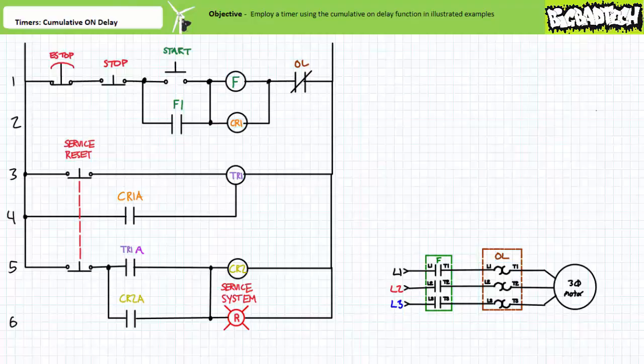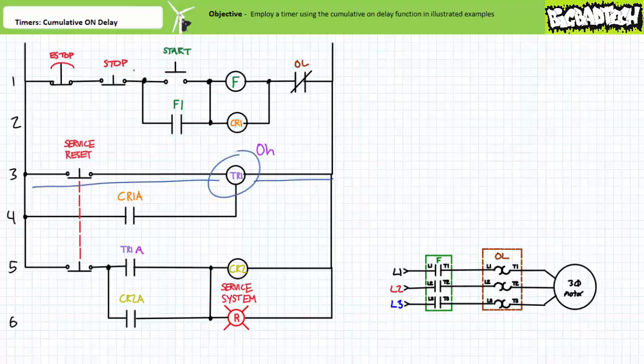Rungs 5 and 6 contain the diagnostic notification and reset circuit. The closure of either contact, TR1A associated with timer relay TR1, or CR2A associated with regular control relay CR2, also in rung 5, serves to energize the coil of the regular control relay CR2 and a red light that says Service System. Note that opening the mechanically interlocked service reset button would also de-energize both these devices.